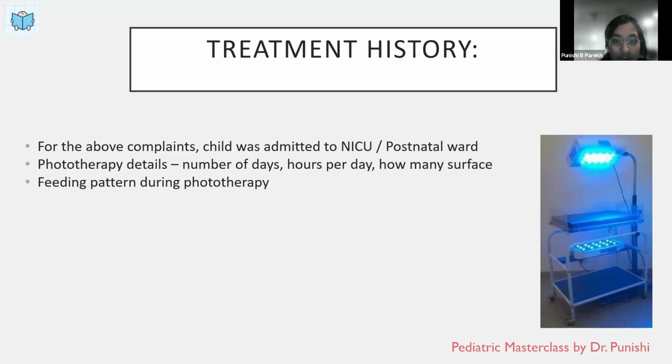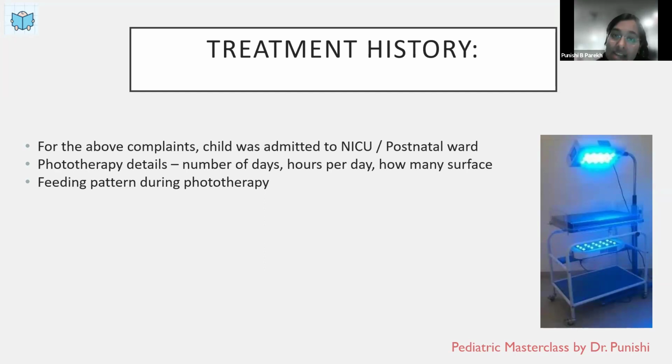Second, phototherapy details. Now, when you're asking the mother whether the child received phototherapy or not, there are certain questions that you need to ask to understand whether the mother has given the adequate amount of phototherapy that was advised and whether she's following the instructions or not.